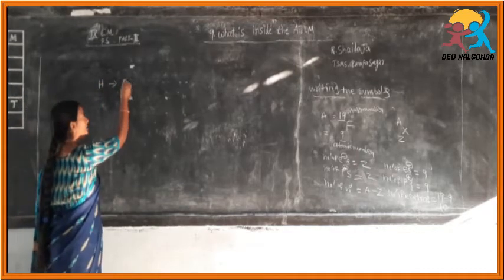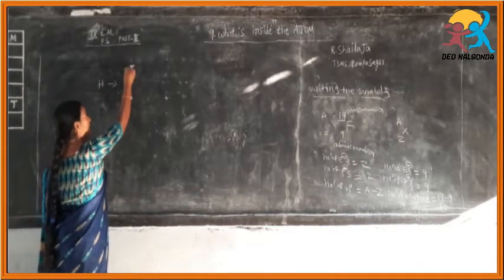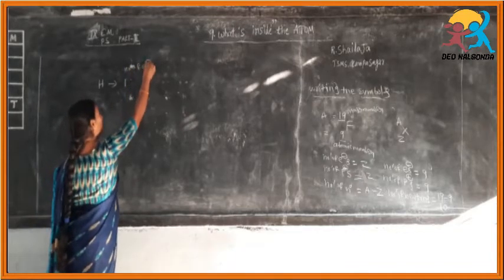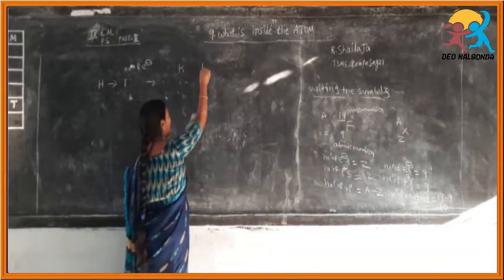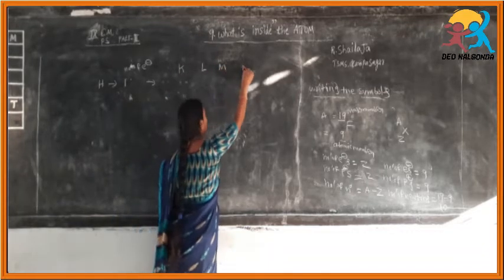Hydrogen has 1 electron, number of electrons 1. Here you see the K shell, L shell, M shell and N shell.